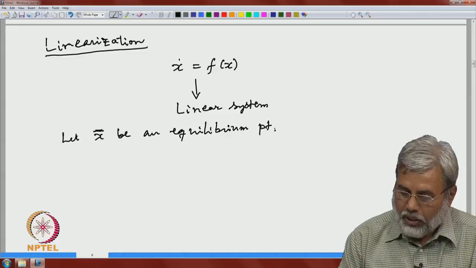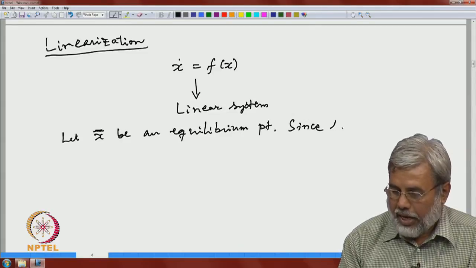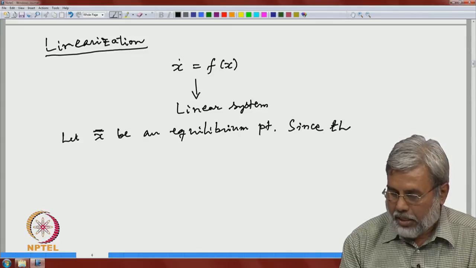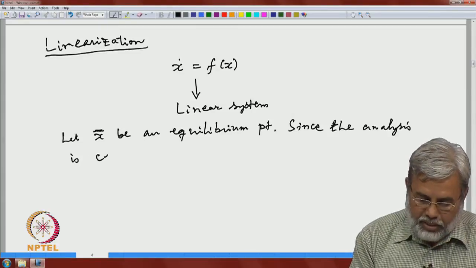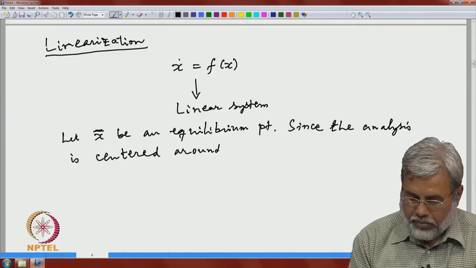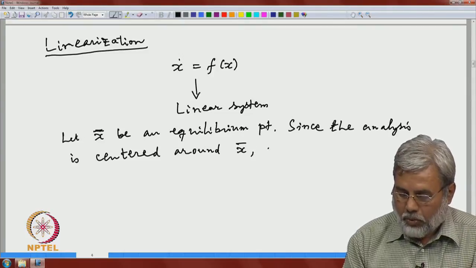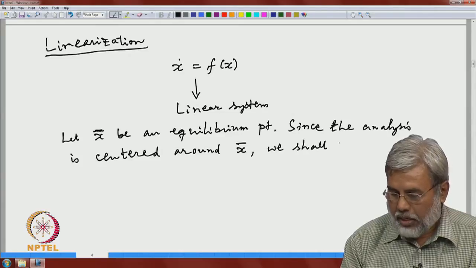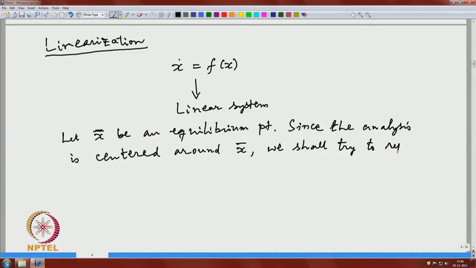So, since the analysis is centered around x bar, we shall try to replace f of x by a linear term near x bar.